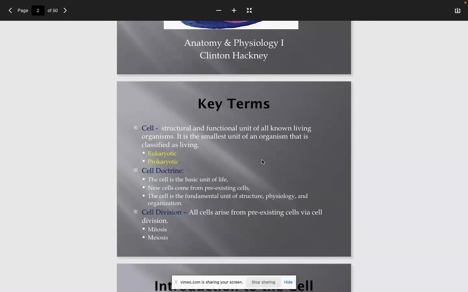Mitosis is one cell undergoing division to produce two cells, and then two cells producing four cells, and four cells producing eight cells. And then this third tenet says here it's the fundamental unit of structure, physiology, and organization, right? So that's called the cell doctrine. So it's a basic unit of life. All cells come from pre-existing cells, and it's the fundamental unit of structure, physiology, and organization. Then we said down here, talking about cell division, that all cells arise from pre-existing cells.